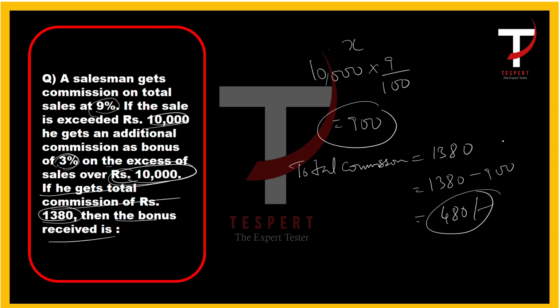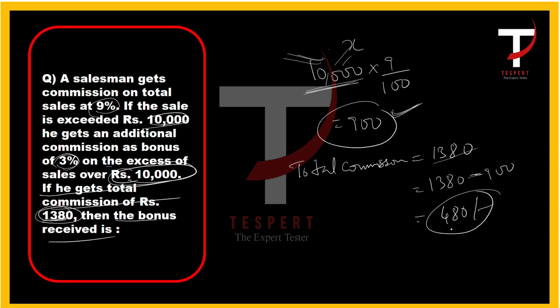So he made 10,000 sales. For sales till 10,000 he got 900 as the commission, but the total commission he got is 1380. So he must have received some extra bonus for exceeding this 10,000 rupees sales. So how to calculate that? We subtract 900, the 9% part, from 1380. So 480 is the remaining.